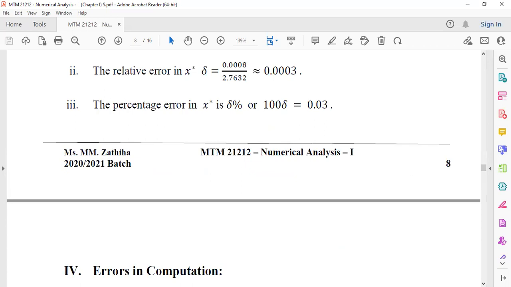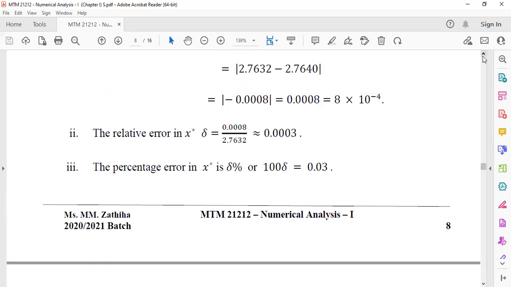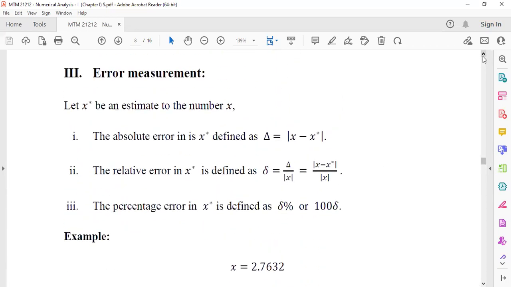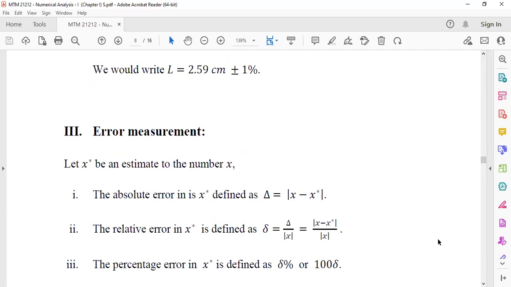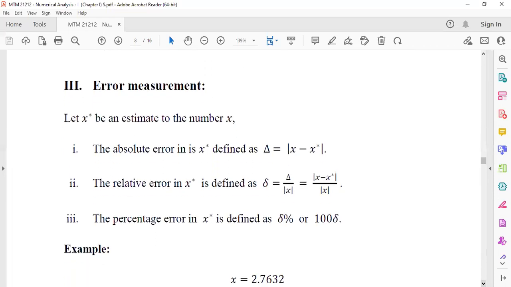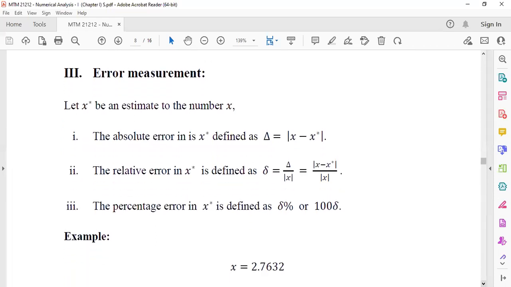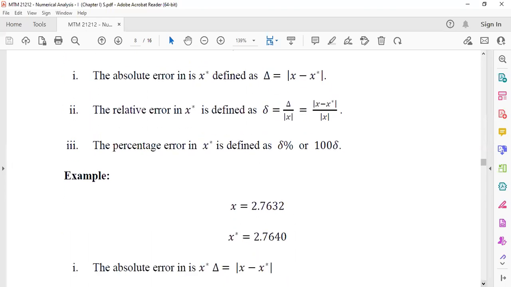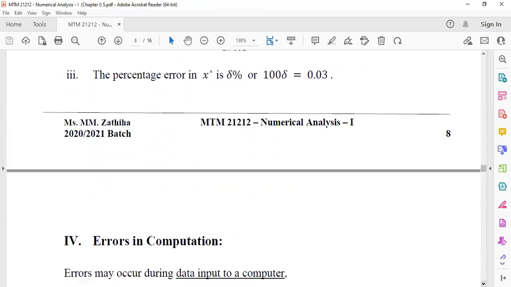Yes. So we have stopped in this error measurements, the types of error. Third one, error measurements. We have seen how to find the absolute error, relative error, and percentage error. So let's continue from this.